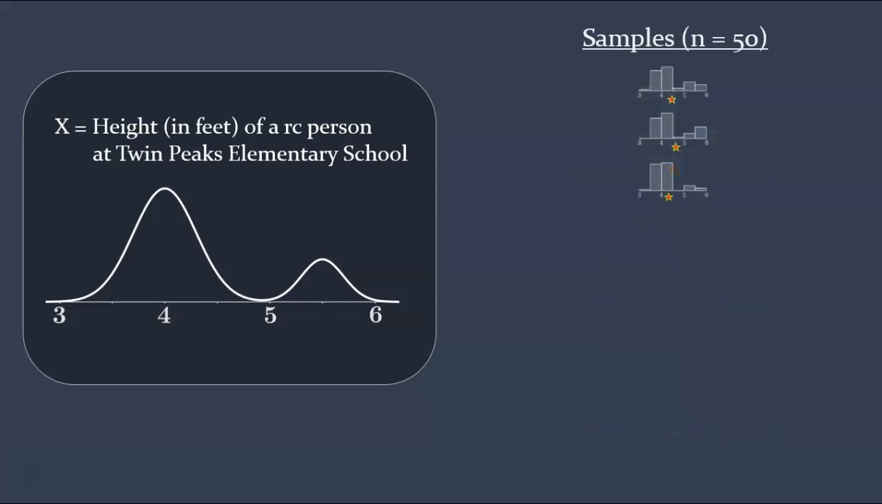I'll shrink these to make some room for myself. Now imagine that we take samples of 50 over and over again, recording the results in bar graphs and including the sample means each time.